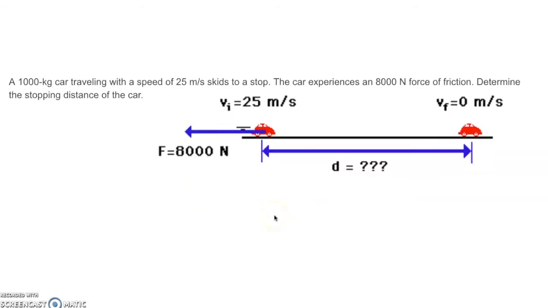Now we're going to do a couple on the board here. We've got a 1,000-kilogram car traveling at a speed of 25 meters per second that skids to a stop. The car experiences an 8,000 newton force of friction. Determine the stopping distance of the car. So we're trying to find the stopping distance. And there's our information. Do it now.